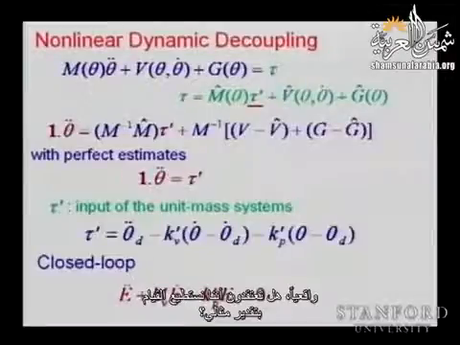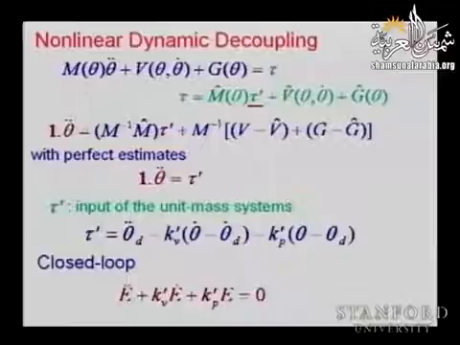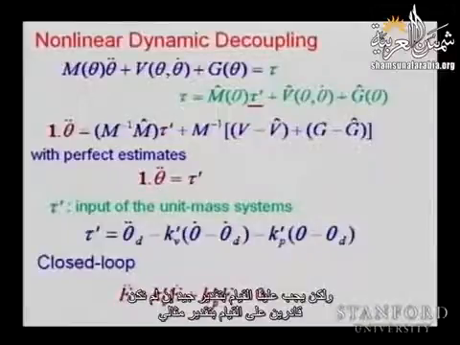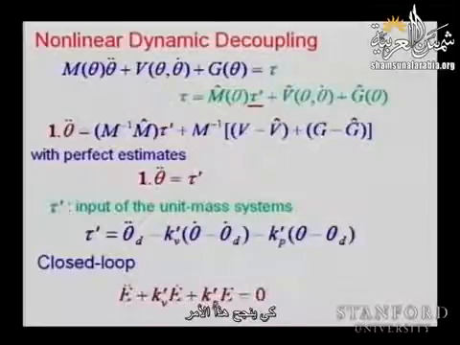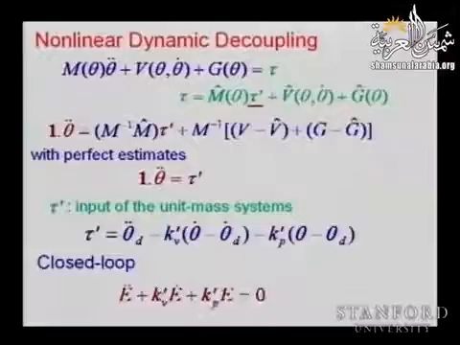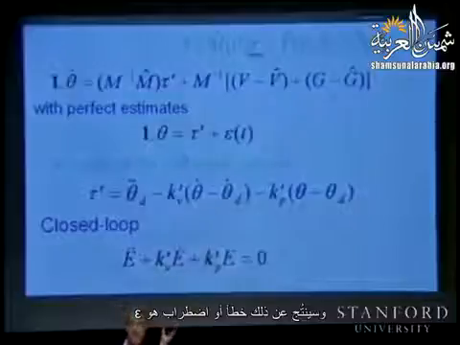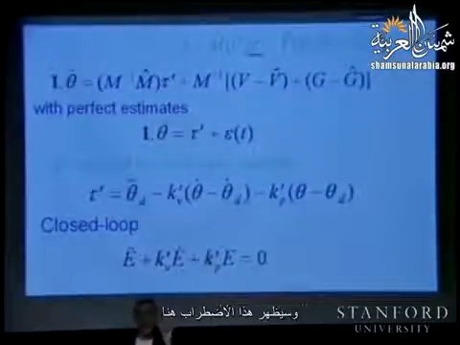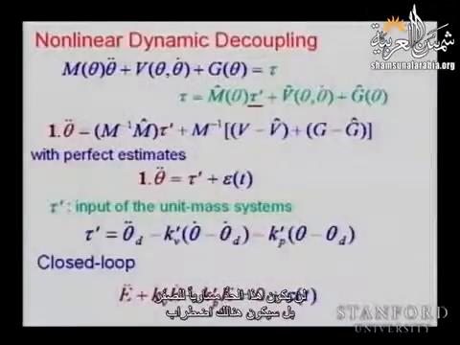Now, in reality, do you think we will have perfect estimates? No. But if we don't have perfect estimates, we have to have good estimates in order for this to work. So you will have a difference between V and V hat, a difference between G and G hat, and that will bring some epsilon error, a disturbance. And this disturbance will appear here, right? It's not going to be equal to 0. You will have some disturbances.